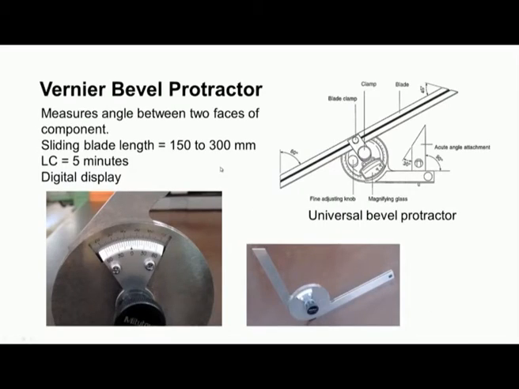Another normally used instrument for measurement of angle is the vernier bevel protractor. In the previous case, we saw a simple protractor wherein there was no vernier, but here we have a vernier. This is the rotary scale which reads 0 to 360 degree. The least count of this particular rotary scale is 1 degree, and then we have a vernier.